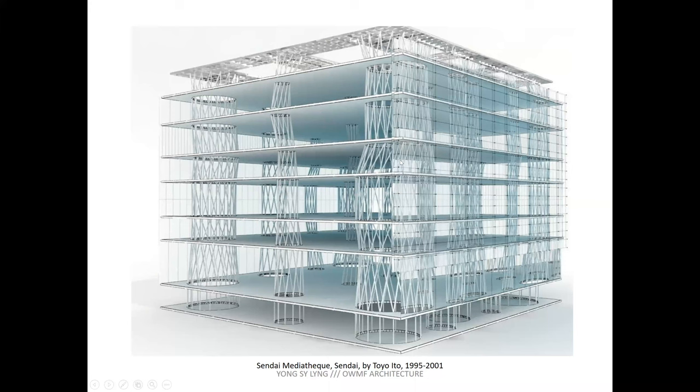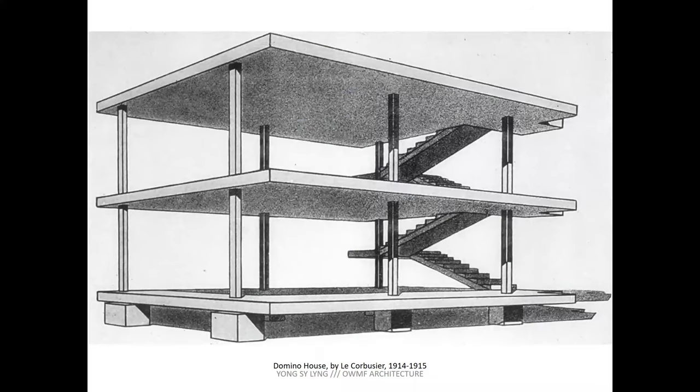And these columns, these pilotis, they are irregular, right? Narrow and then not straight up, right? Slanted, and then you still have these planes, right? So Ito is really trying to break the Domino House diagram, right? After all, it's been 100 years, right?